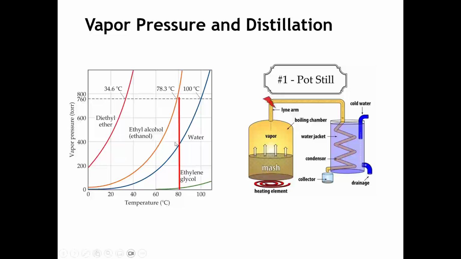behind. But what this graph shows us is that if you were to heat up to, let's say, just 80 degrees, well, yes, you would be boiling off the ethanol, but the water would have a vapor pressure of nearly 400 torr at that temperature, right? So that would be about a half an atmosphere. So there's going to be a lot of water molecules in the gas phase as well.